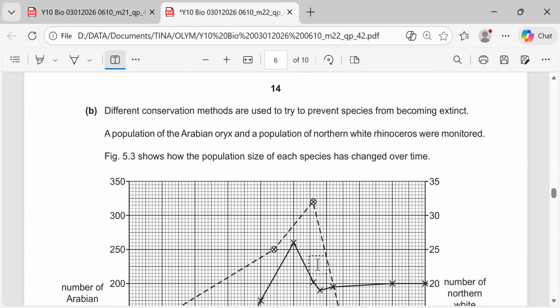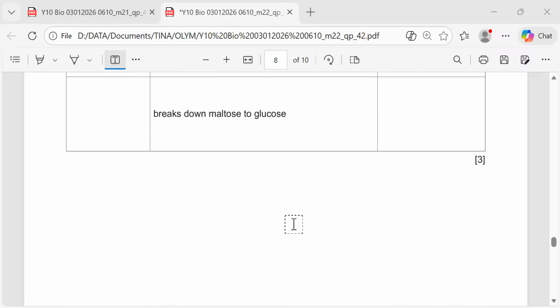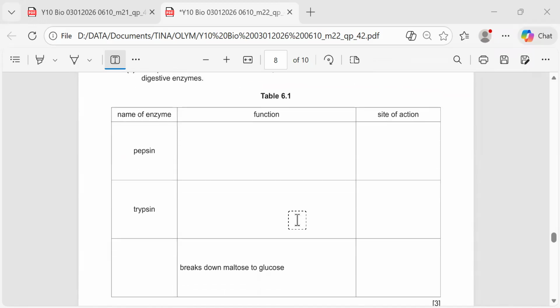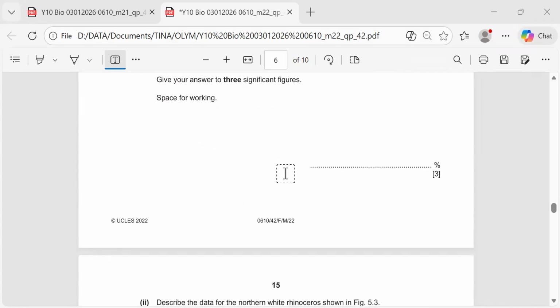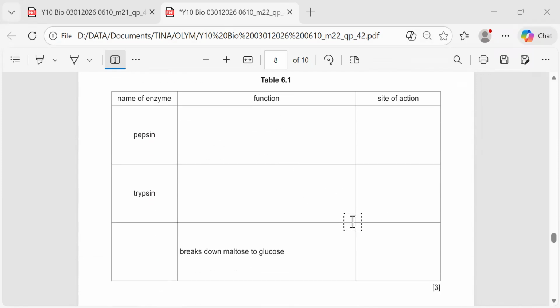Different conservation methods are used to try and prevent... Okay, this one is about what we literally just did. Can you remember? This one we will do later because you're going to learn it in the next chapter. So don't lose this paper. Wait, is maltose the glucose?